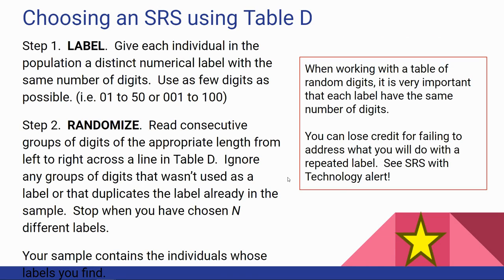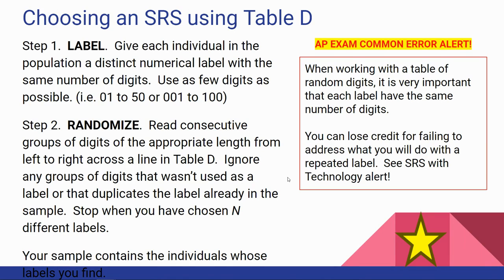Okay, so the second way we can create an SRS is using a table D. A table D is a document; there is a link in Schoology that takes you to a spreadsheet. And again, the same basic setup is what you would do. You would label every one of your individuals in the population. This time, however, you want to label them as 01 to 50, 2 digits if the size of your population is 2 digits, 3 digits if it's 3 digits. Everything has to have the same number of digits. So 01 for 1, 50 for 50, or 001 for 1, and 100 for 100.